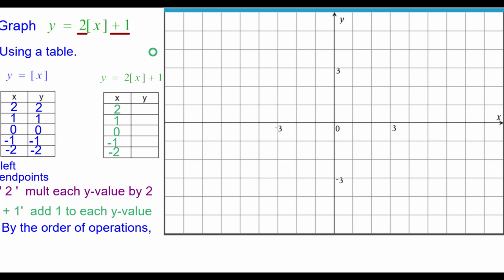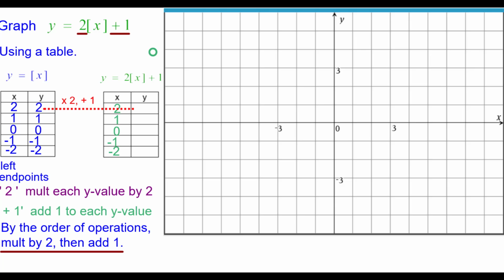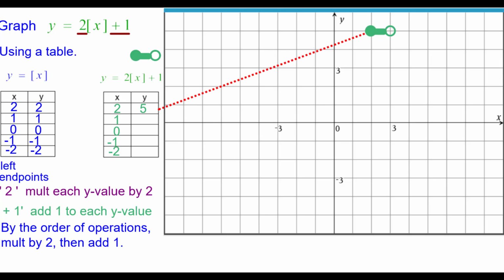According to the order of operations, we multiply first, then add 1. So 2 times 2 plus 1 is 5, and we show that calculation right here. And we'll plot 2, 5 with a step there. All right, go ahead and find the remaining 4 ordered pairs, plot them, and finish the graph. Press pause to do so, resume when you're ready.